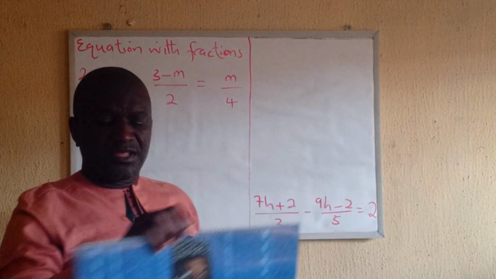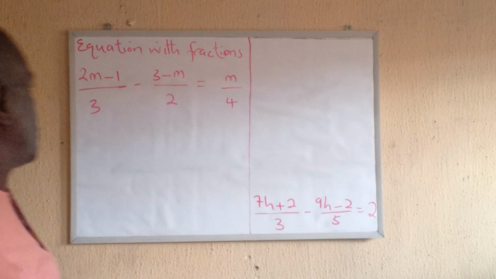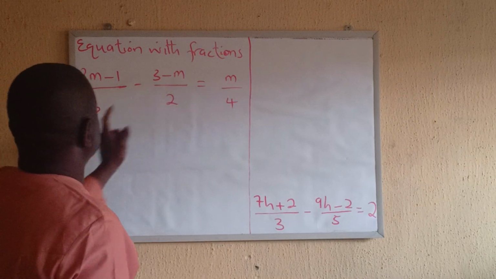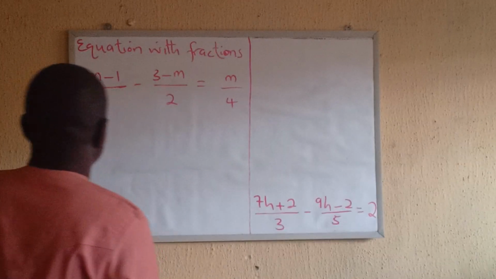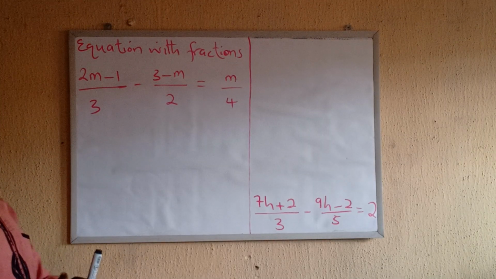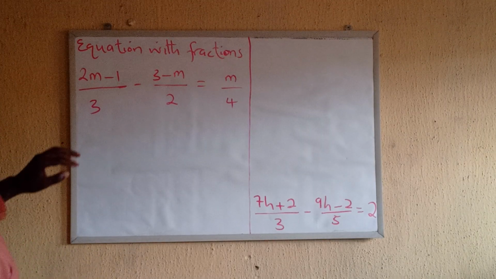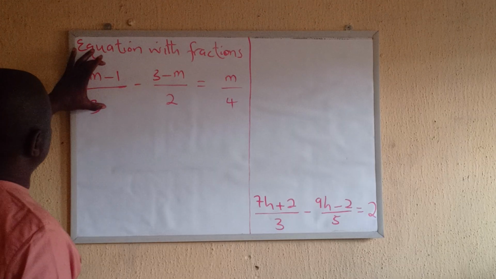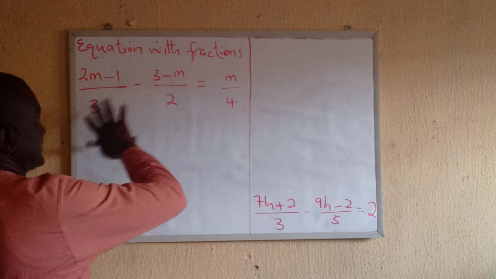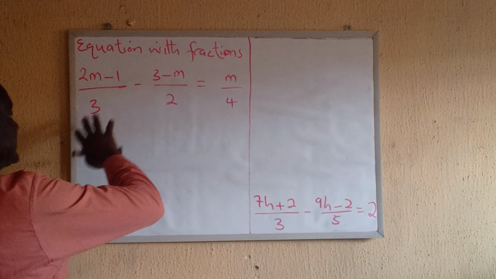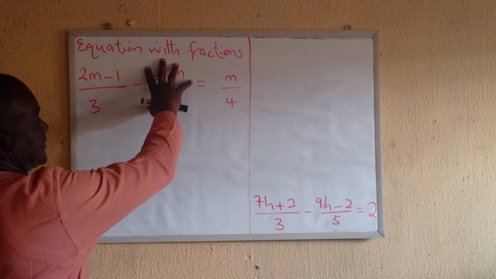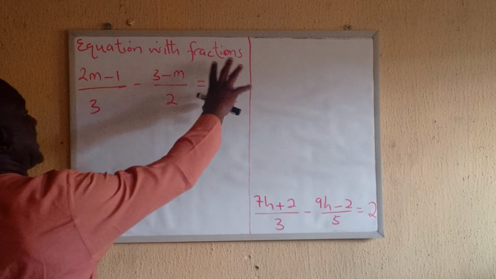Now, if you have found the LCM, look at what we are going to do. We want to clear this denominator. So here we'll say multiply both sides by the LCM. The left hand side has 2 terms: this is a term, this is also a term. The right hand side has only 1 term.